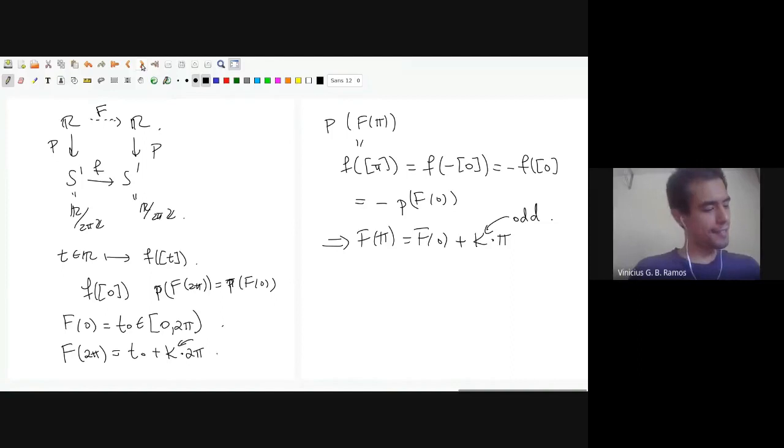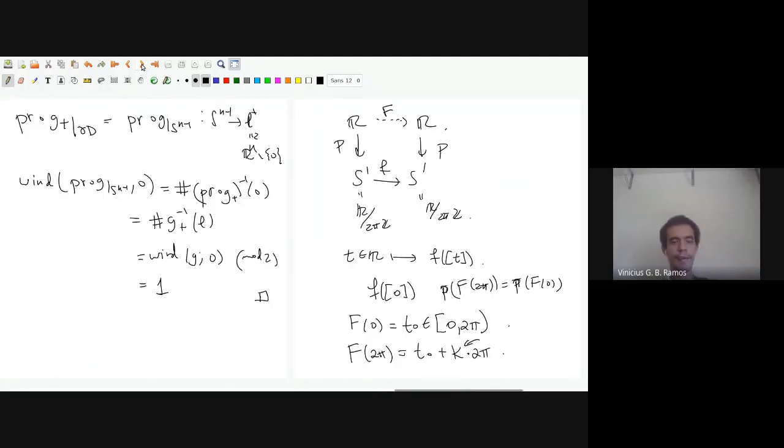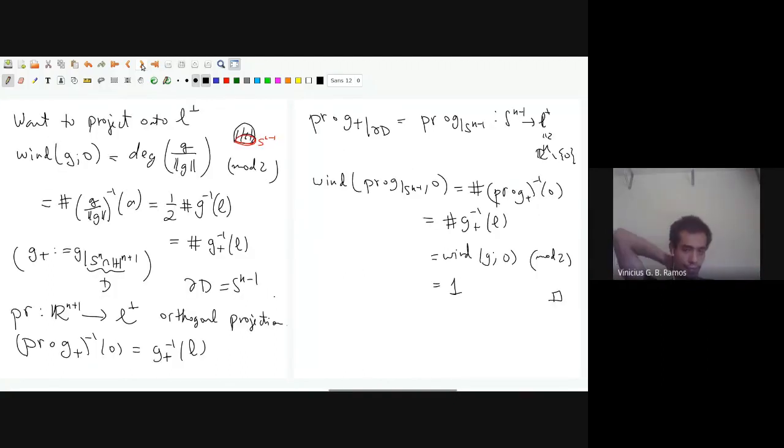So that's the end of the proof, but I want to know if there are questions about the second step, the induction step. I mean, I do find this argument pretty clever. It's from Guillemin and Pollack.